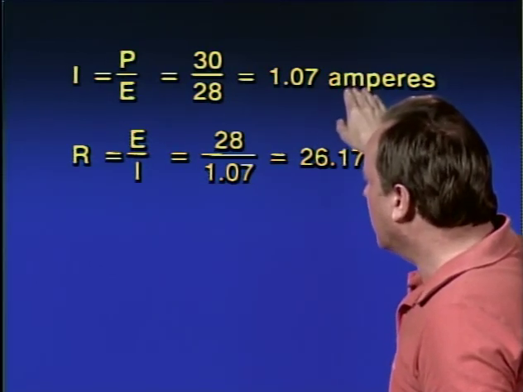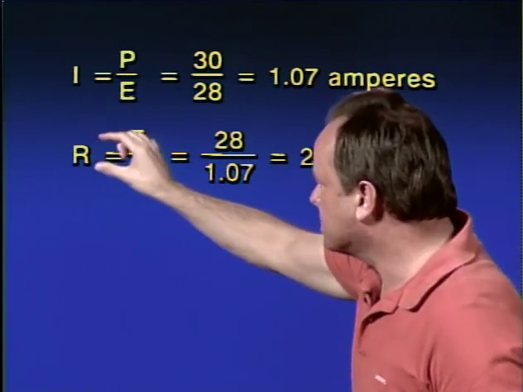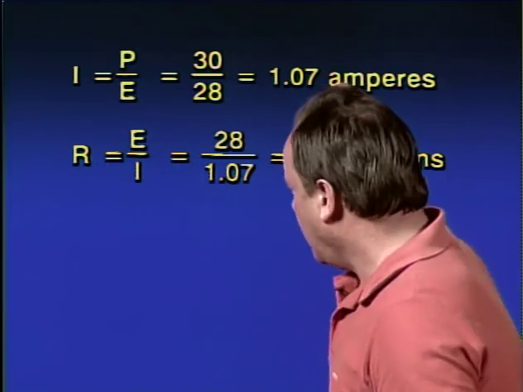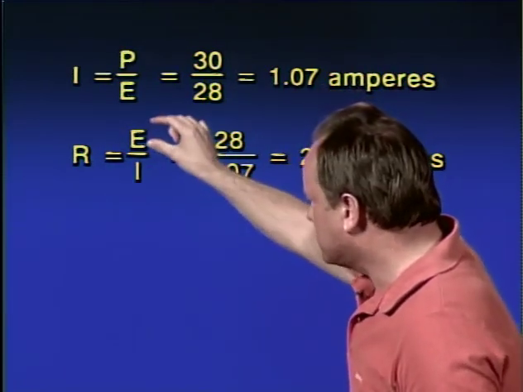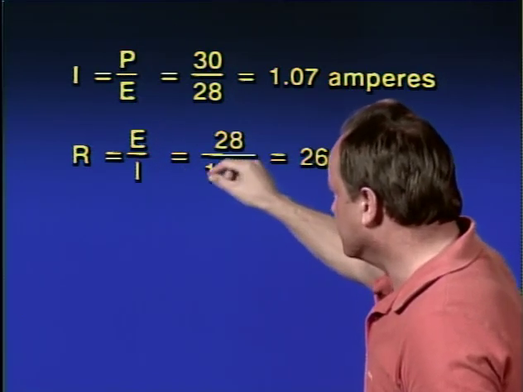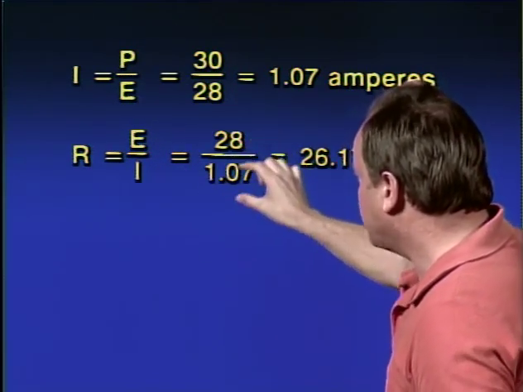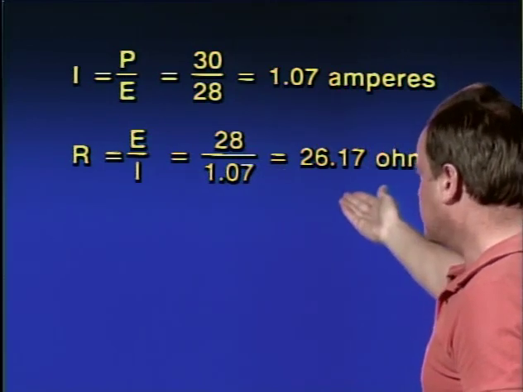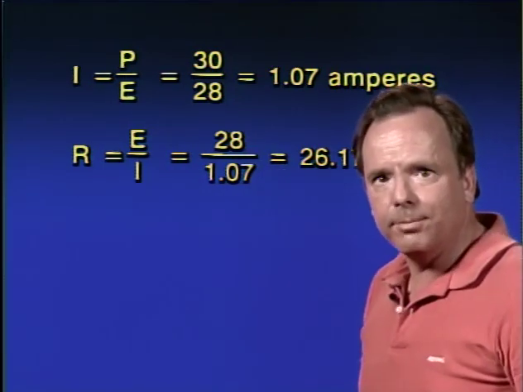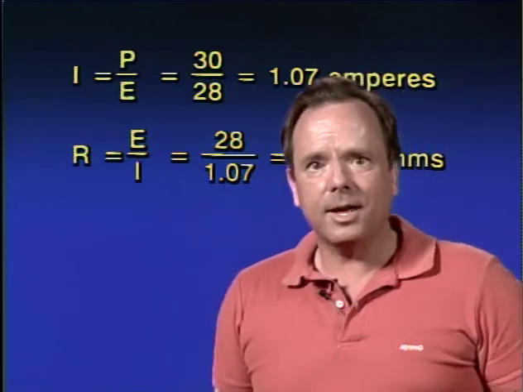Once we know the current, then we can figure out the resistance with Ohm's law. And resistance equals the volts divided by the amps. The volts was 28, the amps is 1.07, and the resistance is 26.17. And that is the answer to that question.